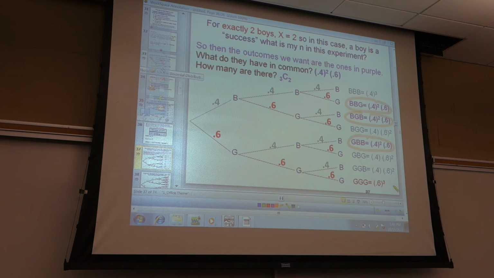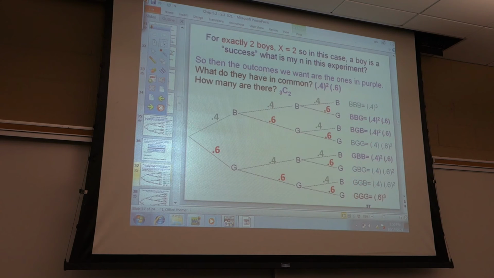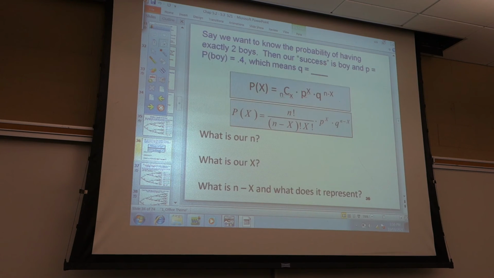So that's where this tells me how many of these will end with 2 boys and a girl, and this tells me the probability of each of those. So I'm going to have 0.4 to the second times 0.6 to the first, 3 choose 2 times. That's where this formula comes from.